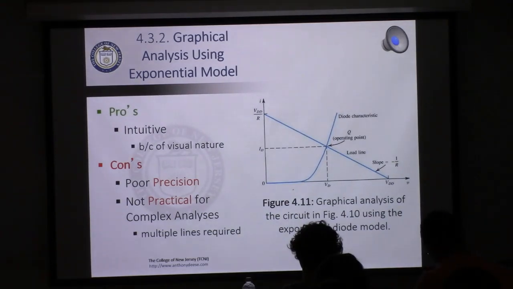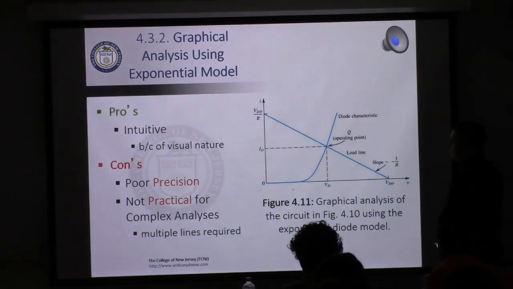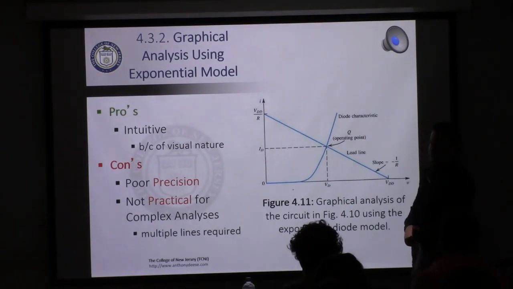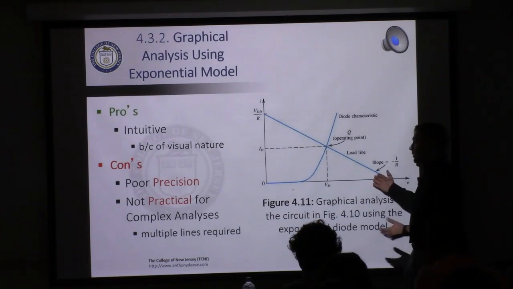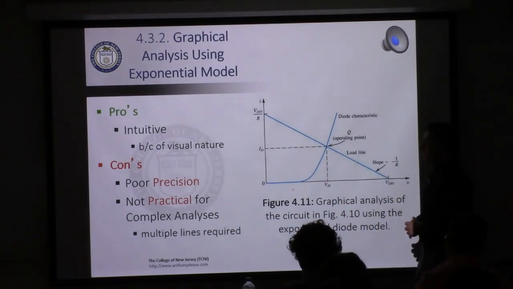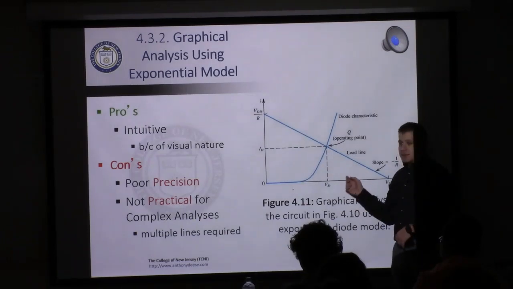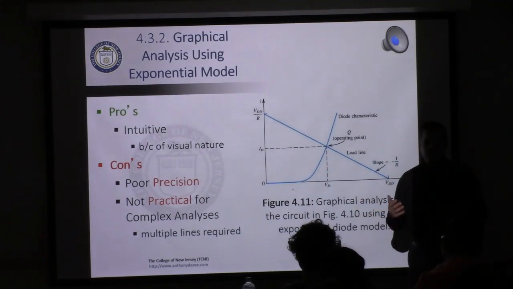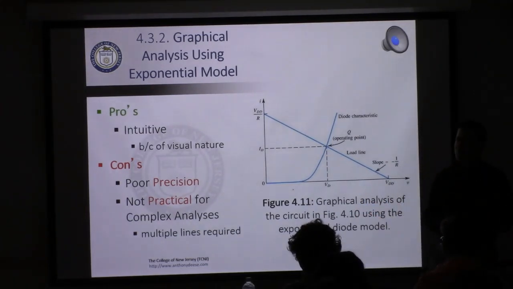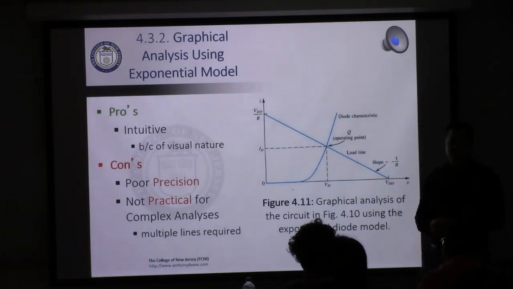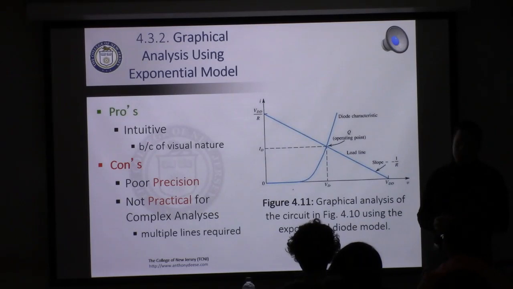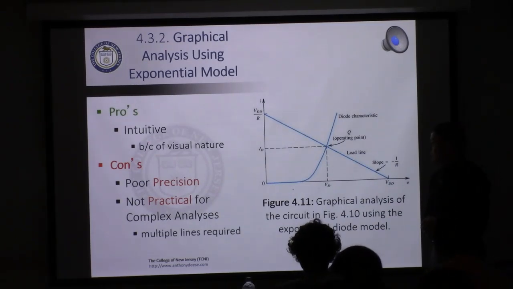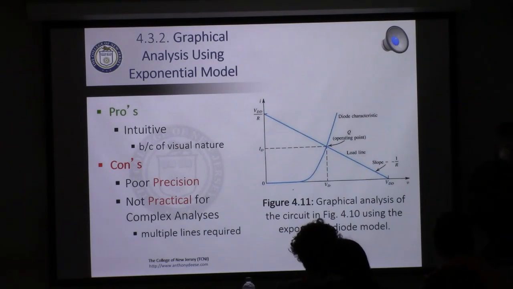The pros, it's intuitive because of its visual nature. There's a lot of cons. Unless you're using a graphing calculator, it gives you relatively poor precision. It's not really practical for complex analyses because the more elements you have, the more lines you're going to have to graph, which is, again, going to make this thing get very difficult very quickly. So it's a good method for really simple problems, and perhaps in the days before computers were so ubiquitous, it made sense, but it's not really as practical nowadays. So I'm going to go ahead and stop there.